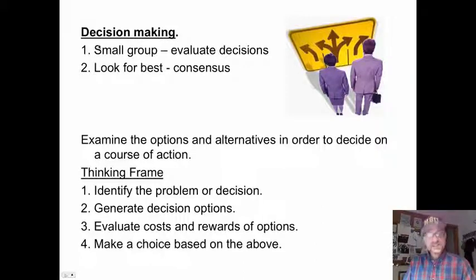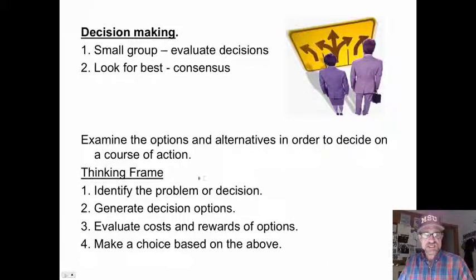The second one is decision making. This is a group project again. In small group, you evaluate decisions that someone has made. These decisions could be at the historical level, in society, political decisions, or decisions a character made in a book. You engage in what's called dialectical thinking, in that you think on both sides of the issue. The goal is to look for the best decision and come to consensus. And again, this examines the options and alternatives in order to decide on a course of action.